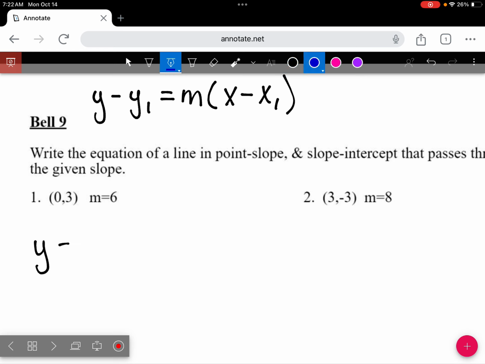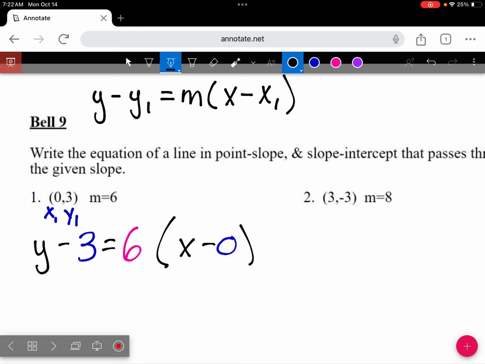y minus 3, because remember this is my x and this is my y. And since this is a specific point, this is x1 and y1. So this is y minus 3 equals 6(x minus 0). That is our point slope form. There should still be a y and an x in an equation. Just like we have y equals mx plus b, y and x stay there. So the y and the x that do not have any little baby numbers stay there.